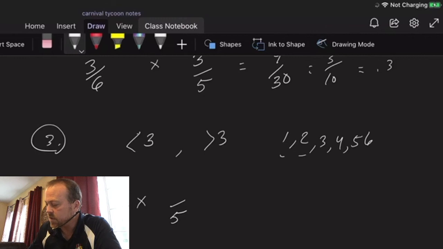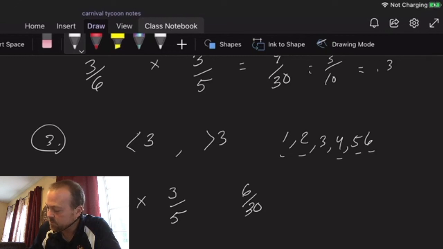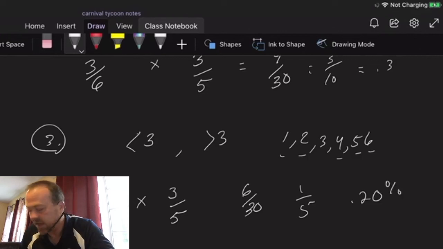And greater than 3 would be 4, 5, and 6. So 3 out of 5. And when we multiply those together, we get 6 out of 30. And 6 out of 30 is 1 out of 5. All right. So 1 divided by 5 is a 20% chance of that happening.